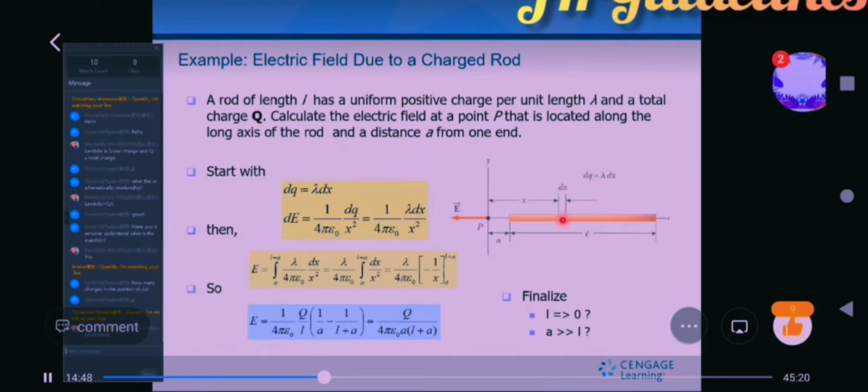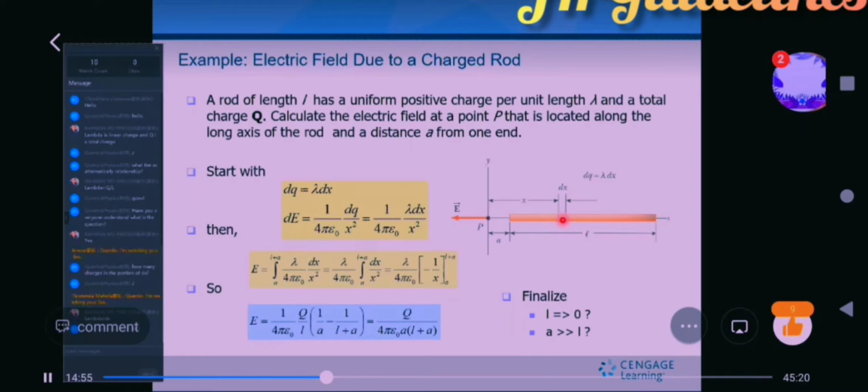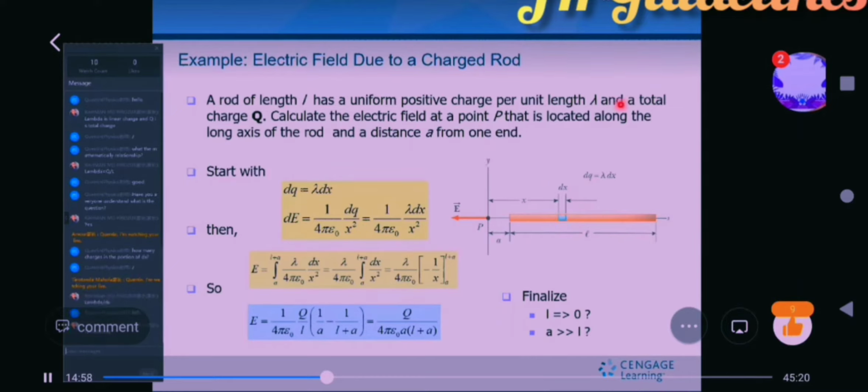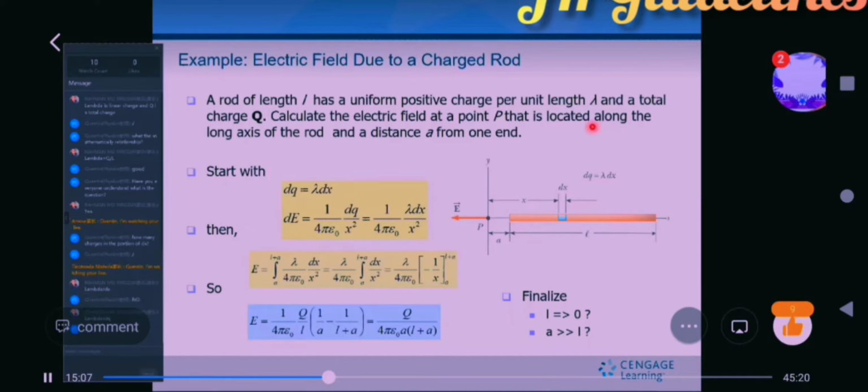Lambda divided by dA. No. Rethink again. So what's the lambda? Lambda divided by dq. No. See, look at here. Like the unit length has the charge of lambda. So here, the length of dx, how many charges?